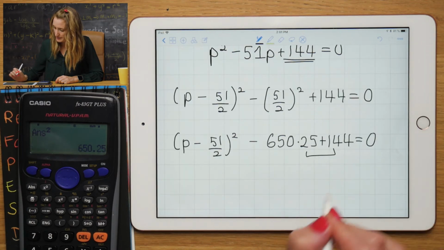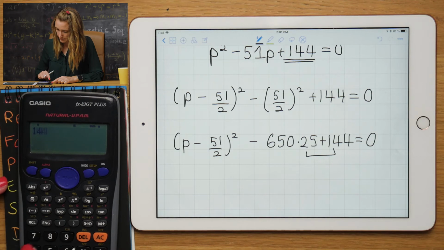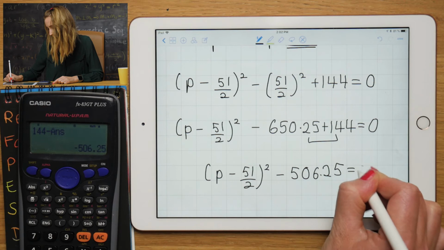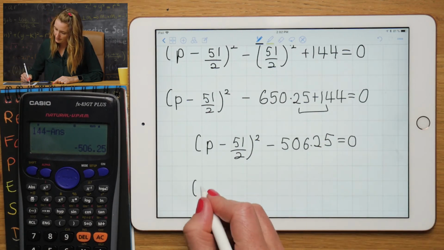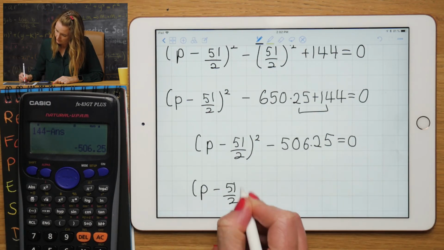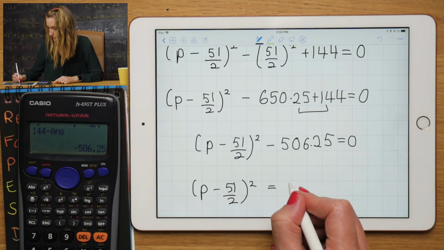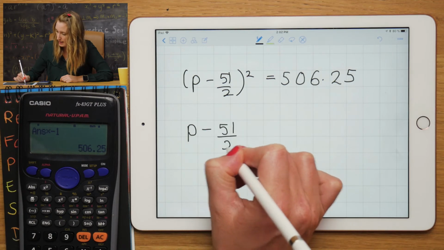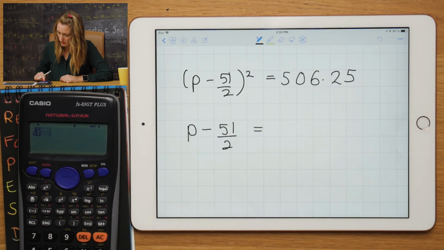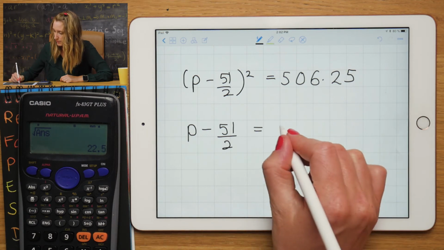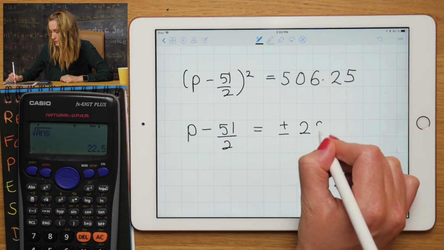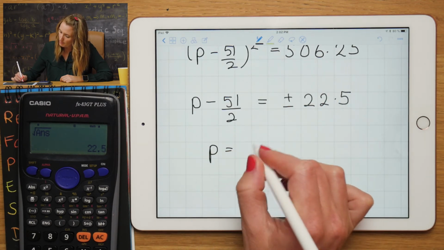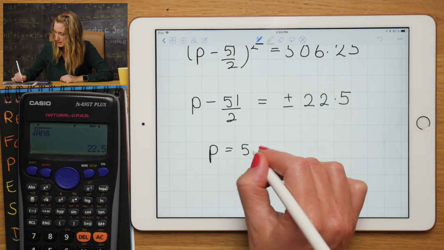is 650.25. Add these two together. And bring this to the other side. Now I'm going to take the square root of both sides. So that will eliminate my power 2 here. That will give me plus or minus 22.5. And I'm going to move the minus 51 over 2 to the other side.